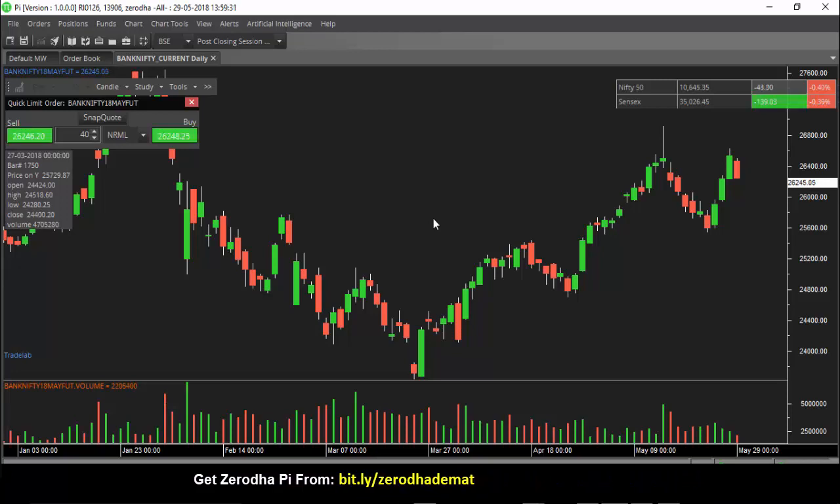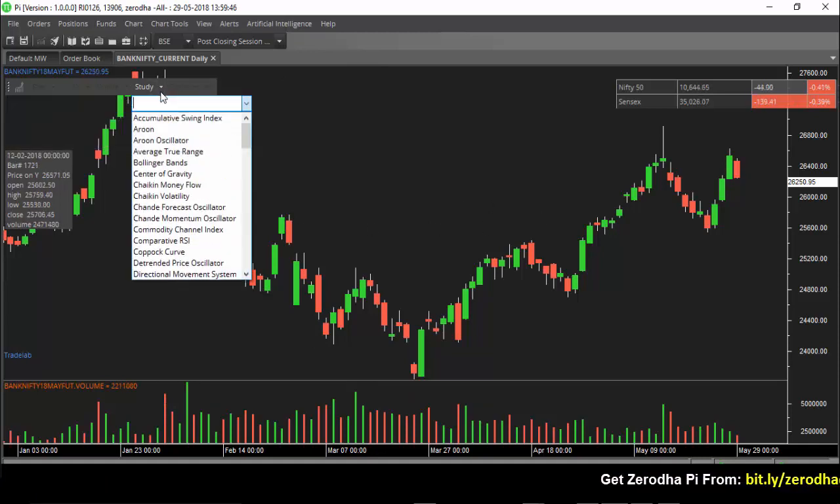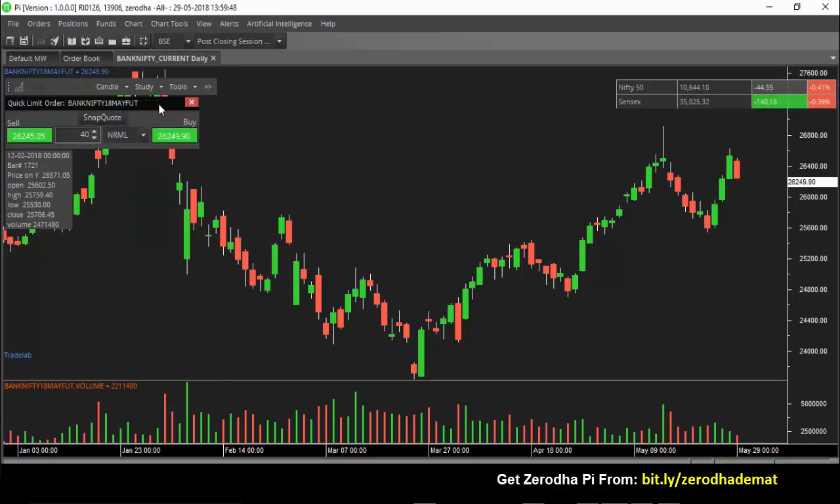And why is a continuous futures chart important? Because the continuous futures chart has volume and everything. Normal index chart does not have the volume data and all. So you can use this continuous futures chart in any way you like. So you can attach any kind of indicators, like suppose let us attach super trend.